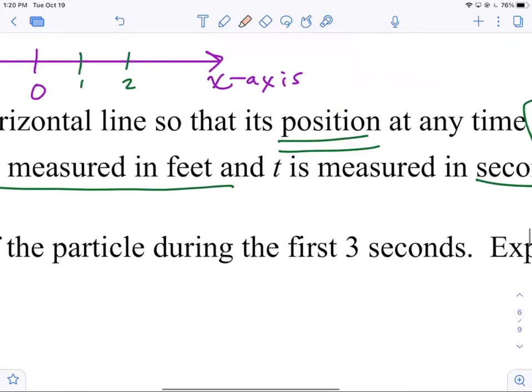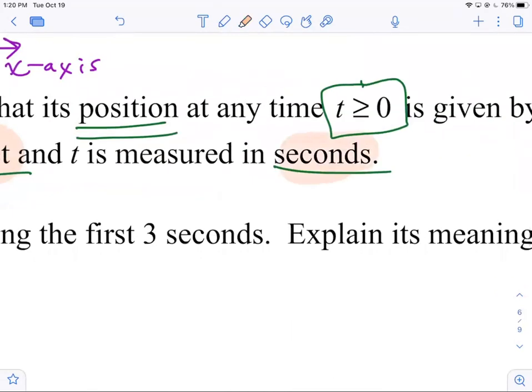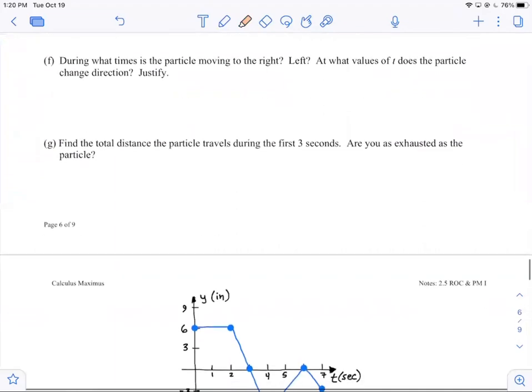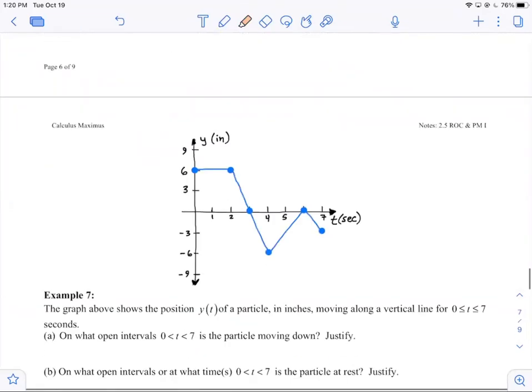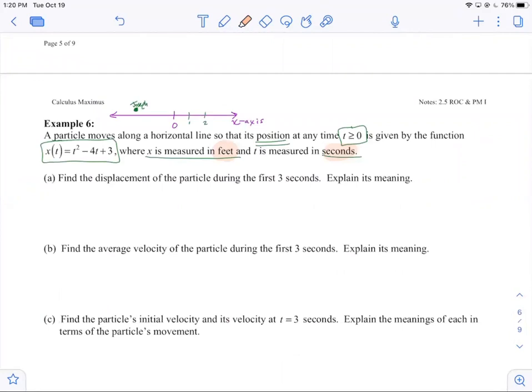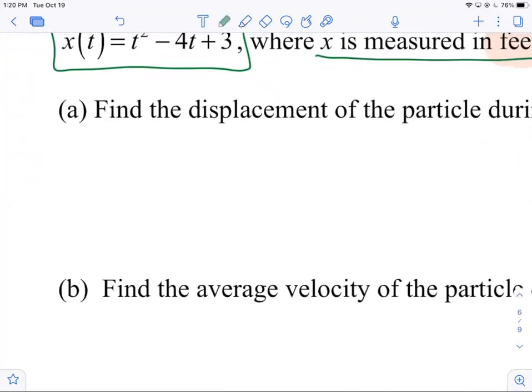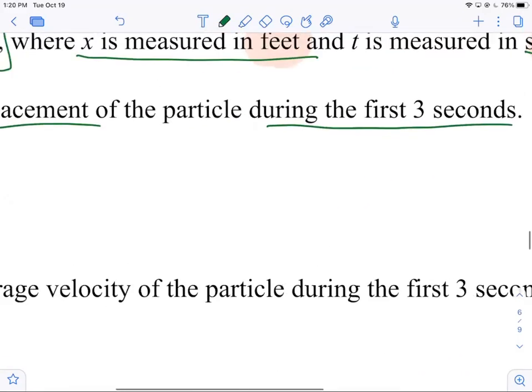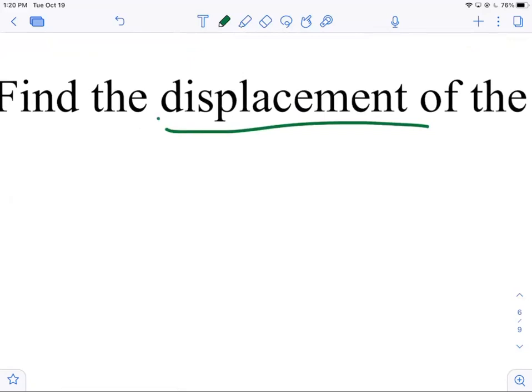So now we're on unit alert. Every final numeric answer must have the dependent variable units on it. You don't have to show the independent variable, but units on your final numeric answer. And every sentence that you possibly write will have to have both independent and dependent units on it. Okay, here we go. Look at all these questions. Who knew that you could ask so many questions about a little particle? Find the displacement of the particle during the first 3 seconds. Explain its meaning.